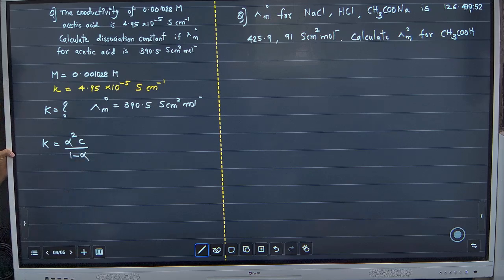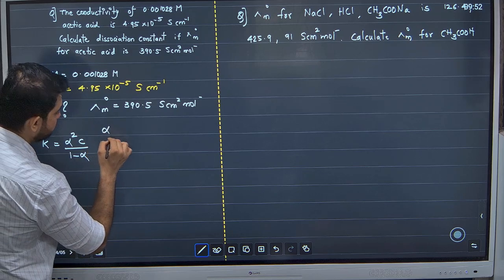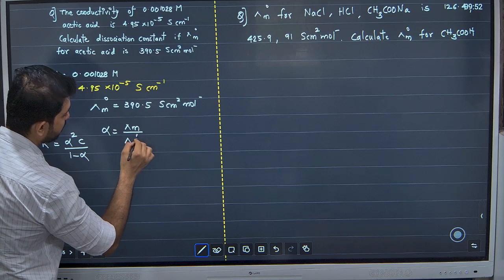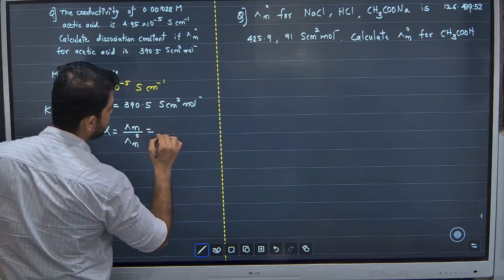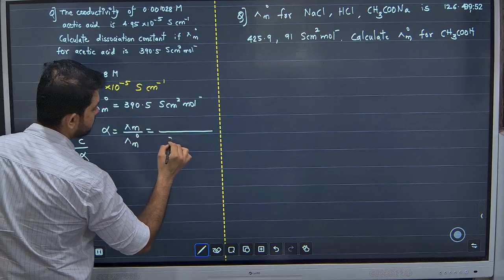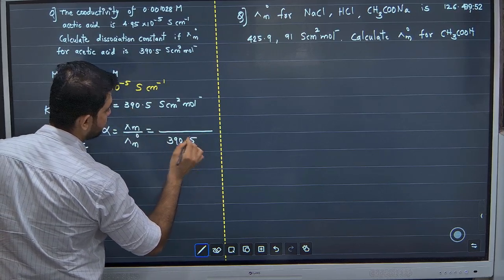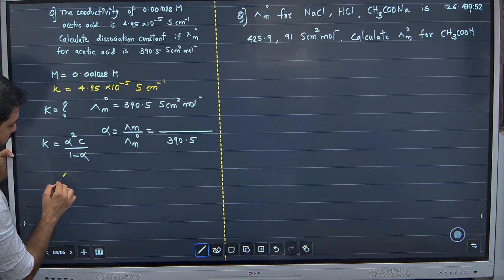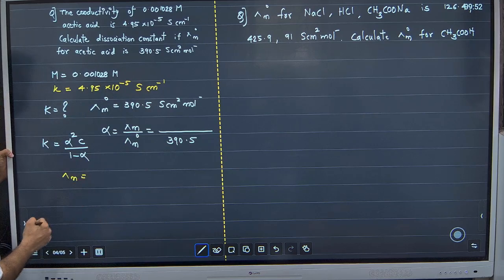But do we have alpha? But what is the formula to find alpha? Lambda m over lambda m naught. We have lambda m naught. How much is lambda m naught? 390.5. Do we have lambda m? No, we don't. But we can.